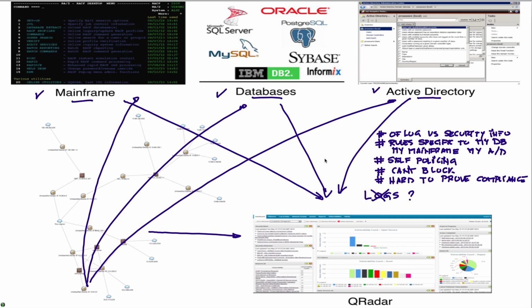Let's see what a better approach is. What you can have is some agents. Almost everything you get in Curator is agentless, but there is a case for having some agent: zSecure on the mainframe, Guardium on any brand of databases, and Intercept from StealthBit on your AD environment. And what are the things you can actually do?